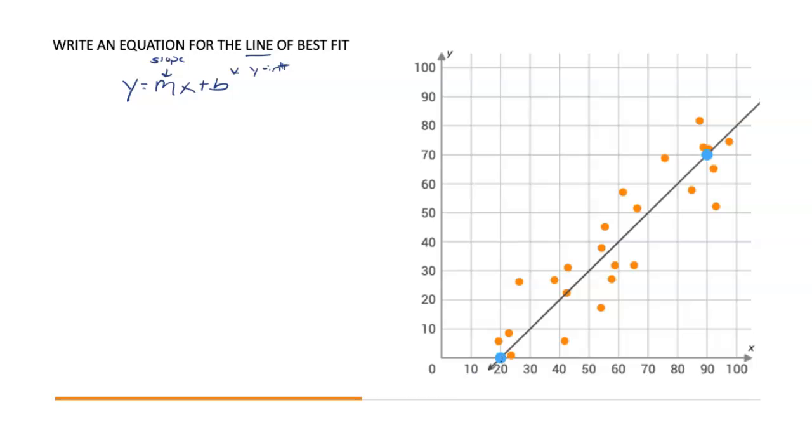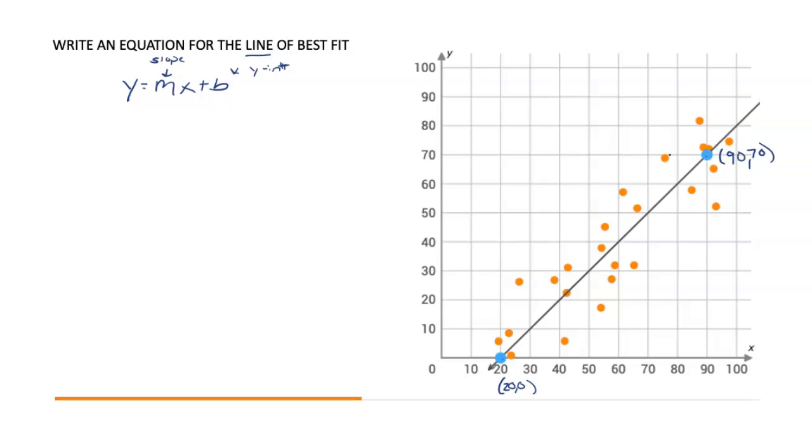So first thing up, if you notice, they have marked 2 points for you. So there are 2 points already on this graph that they want you to use. My first one, if I was to label it, my address, so to speak, is 20, 0. X is 20, y is 0. My other coordinate over here, my x is 90, and my y is 70. And I'm going to use the 2 points I've been given to find my slope.